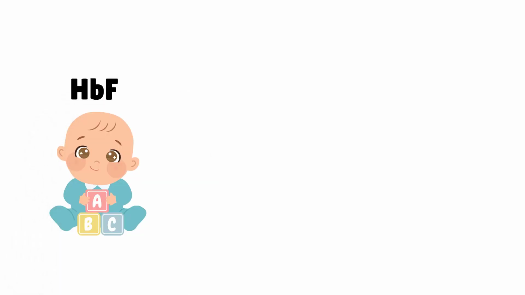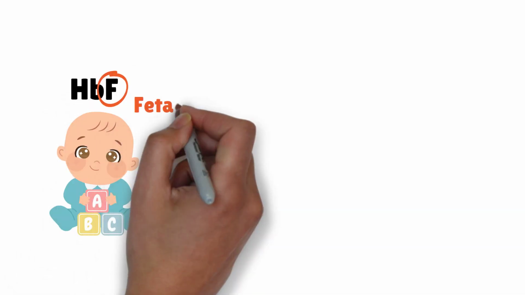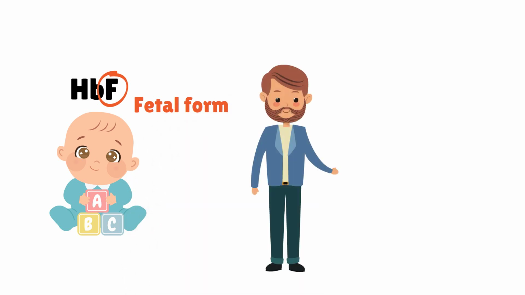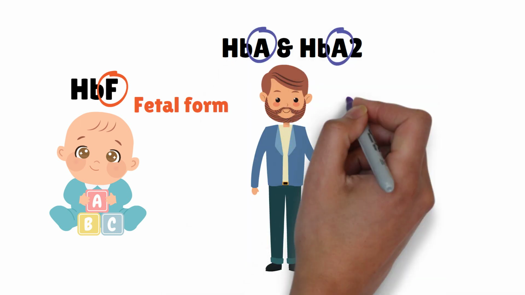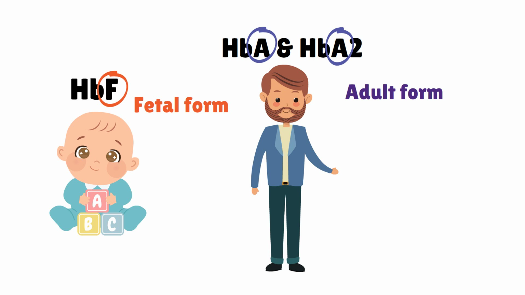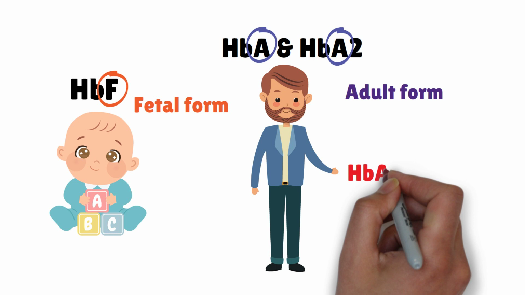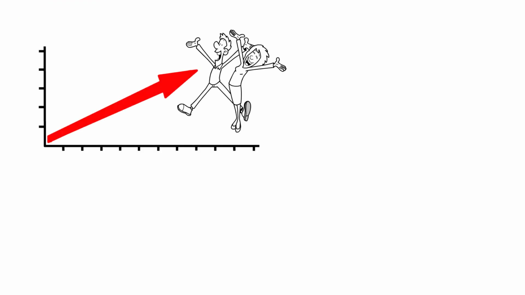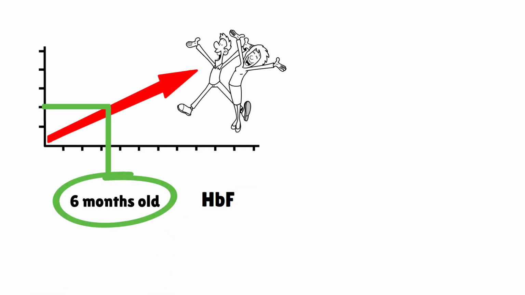Hemoglobin F, as the letter F suggests, is the fetal form of hemoglobin. It's present at birth. Hemoglobin A and hemoglobin A2, as the letter A suggests, refer to the adult form of hemoglobin and are present in adults. Adults have more hemoglobin A in their blood than hemoglobin A2. At 6 months of age, hemoglobin F transforms to the adult forms of hemoglobin A and hemoglobin A2.